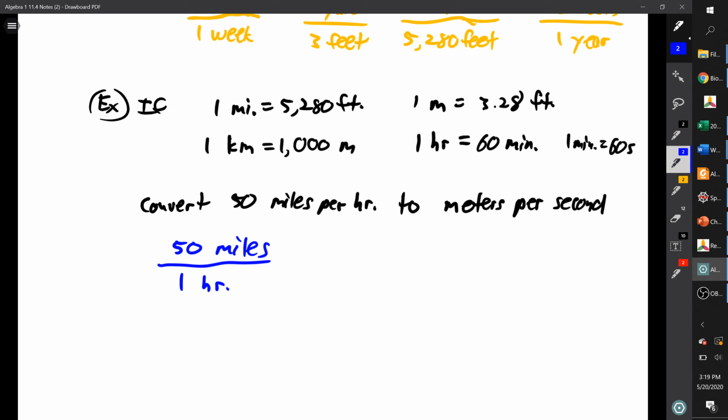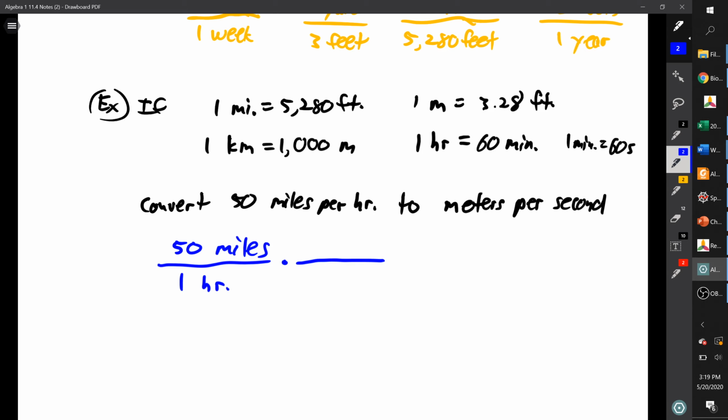And we want to get to having meters on top and seconds on the bottom, because we want meters per second. So what I can do is use these different conversion factors. I want to get rid of miles and end up with meters, so I want to multiply by some conversion factor that puts miles on the bottom.